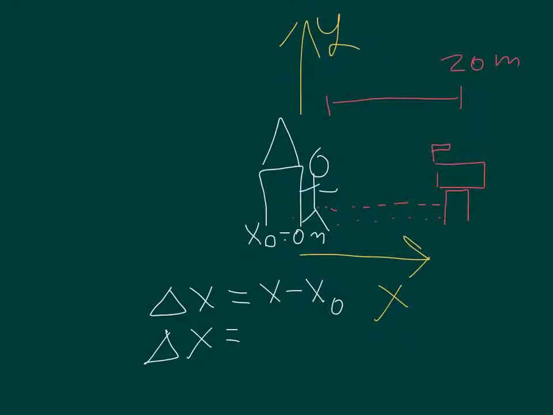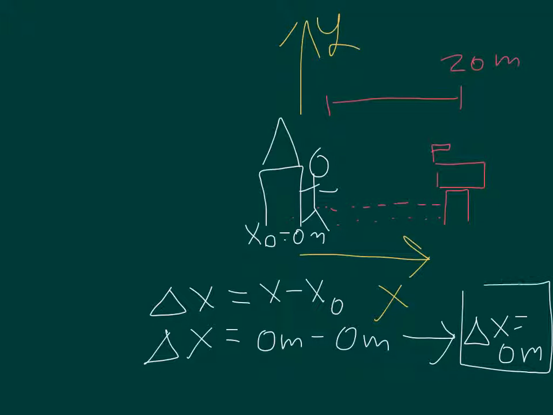What is my current position after I come back from the mailbox? Well, I'm in the same place I started in. So that means that my current position is 0 meters. And my original position is 0 meters. So in this case, my displacement is 0 meters. In other words, I have 0 displacement, even though I actually traveled.